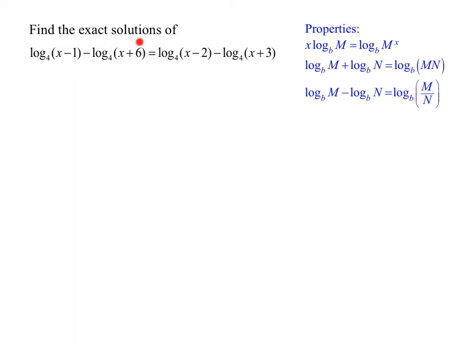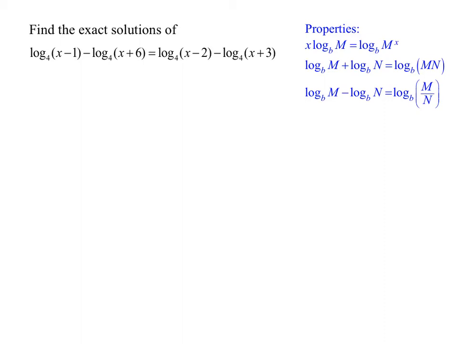In this problem, we need to find the exact solutions of this logarithmic equation here. When you're looking at logarithmic equations, it's important to determine if every single term is a logarithmic term or is some term that is not. Looking on the left-hand side, both of these terms are logarithmic terms, and the same on the right-hand side. My goal in this problem is to combine these two terms into one logarithmic term, these two terms into one logarithmic term, and then use the one-to-one property of logarithms.